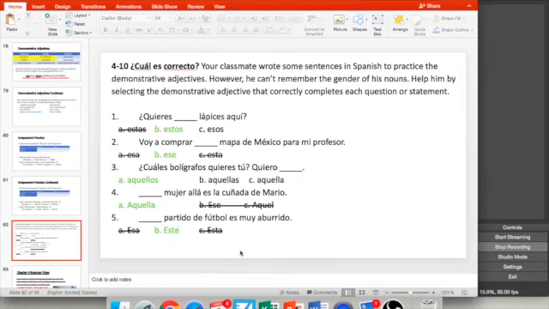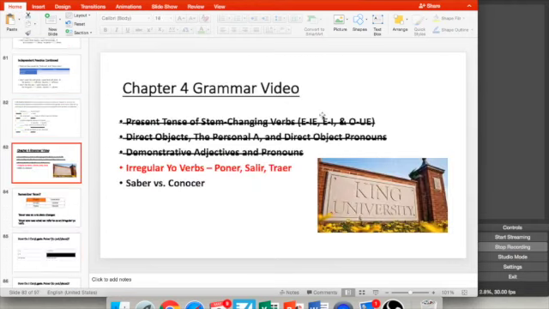So hopefully you are getting a feel for these, hopefully feeling a little better. So we will continue to look at another grammar topic now. Okay, so next we're going to take a look at our fourth grammar topic in chapter 4, which are irregular yo verbs. And you actually kind of already know some of these, so this should not be terribly hard for you. I want you to think back to the verb tener.